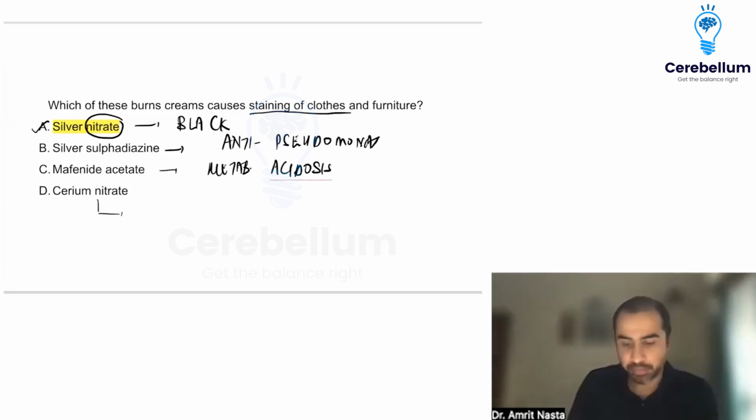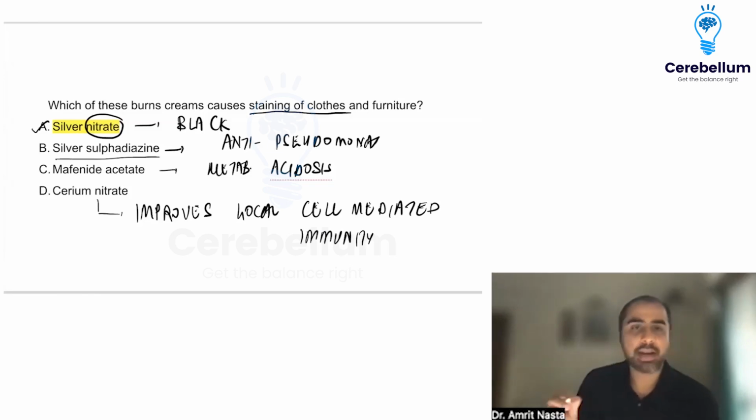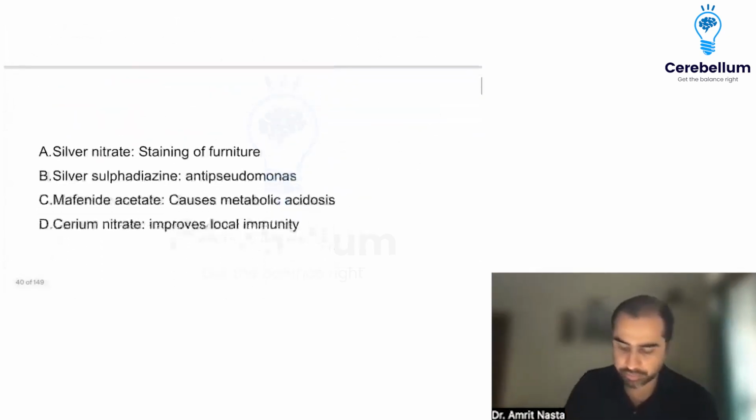It's a burn cream only. It improves local immunity. So when I apply it, it will improve the local cell-mediated immunity. So it is preferred in elderly people who do not have good immunity. It is good for them. Instead of applying silver sulfadiazine, you may apply this. But of course, this is expensive and not easily available. The most easily available is silver sulfadiazine. That is what we have normally used in our emergency wards.